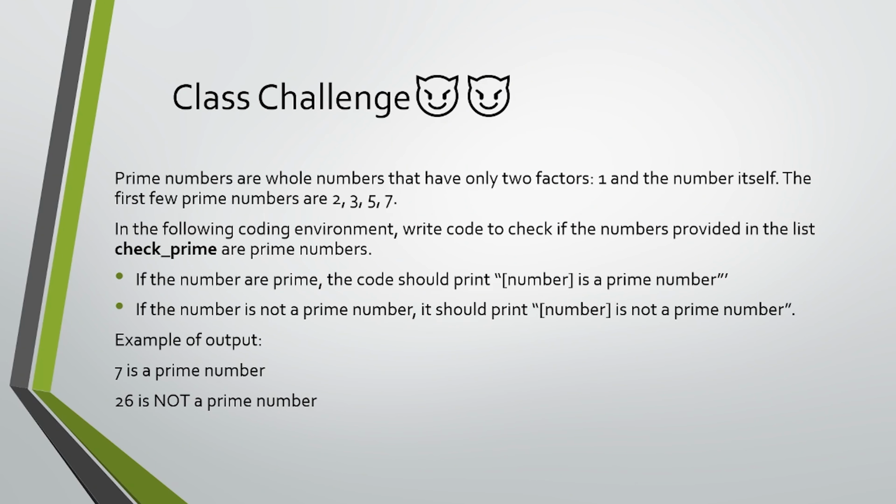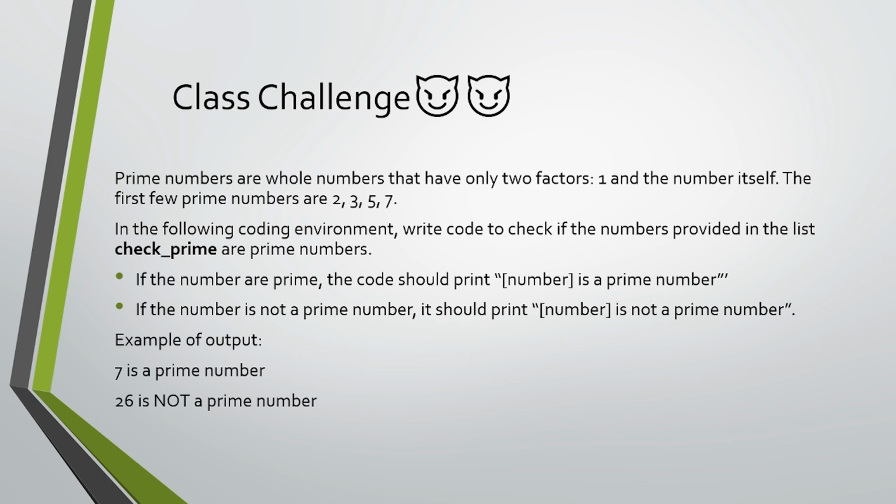This now brings us to our class challenge. As I said at the beginning of the video, we'll be having a simple class challenge. It's very simple. Let me explain it. Prime numbers are whole numbers that have only two factors, 1 and the number itself. The first few prime numbers are 2, 3, 5, and 7. In the following coding environment, write code to check if the numbers provided in the list are prime. I'm going to give you a simple list. Check if the numbers in that list are prime numbers.